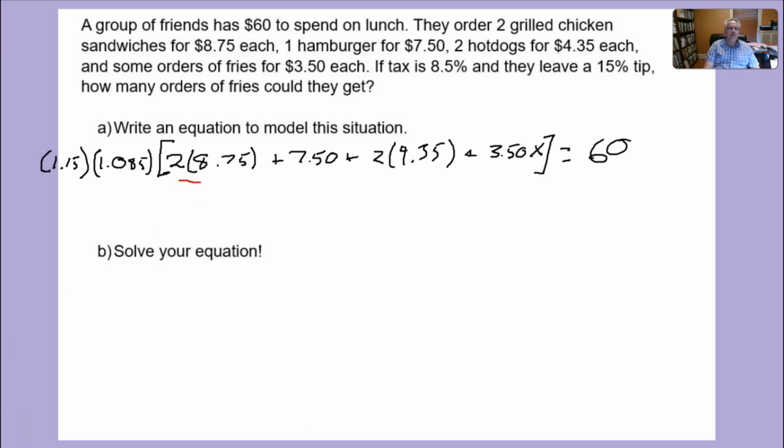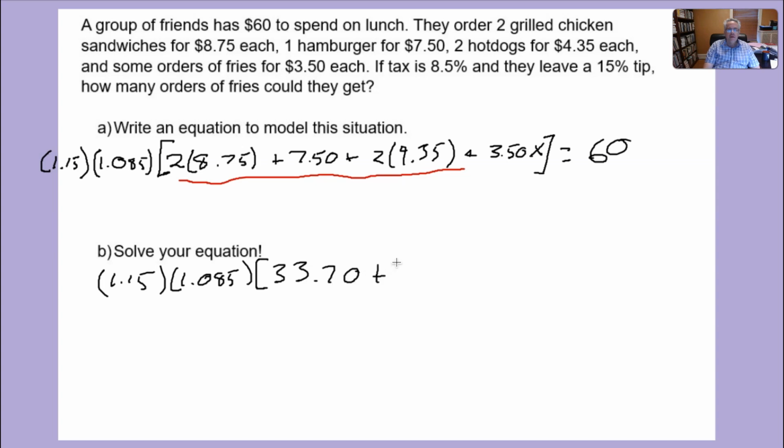Now, we have to simplify this before we're solving it. So what I suggest would be to kind of combine these. This is just one big number there. So when we do that, we get this. So we still have the 1.15 in front. We have the 1.085. And then inside the brackets, the part I underlined is equal to $33.70 plus 3.50x equals 60.